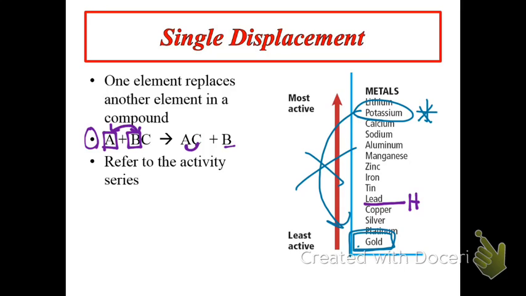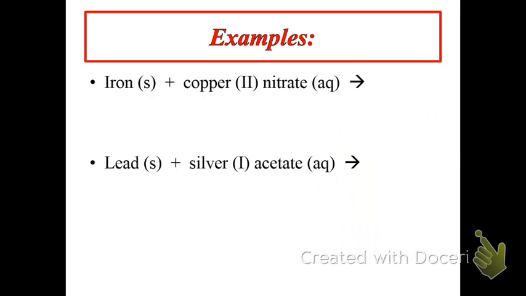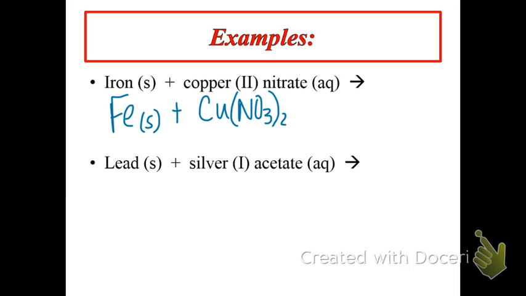So here we go. Let's look at some actual real examples here. So, you have iron, which last time I checked, that is Fe. You have copper 2 nitrate, which is Cu(NO3)2 aqueous. Now, look at this. We have iron, we have copper. So go to your chart and look.